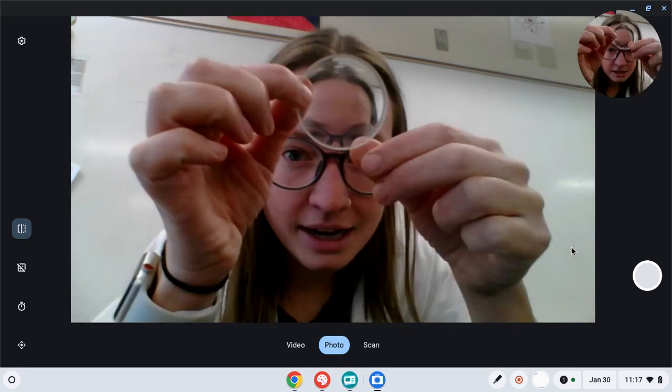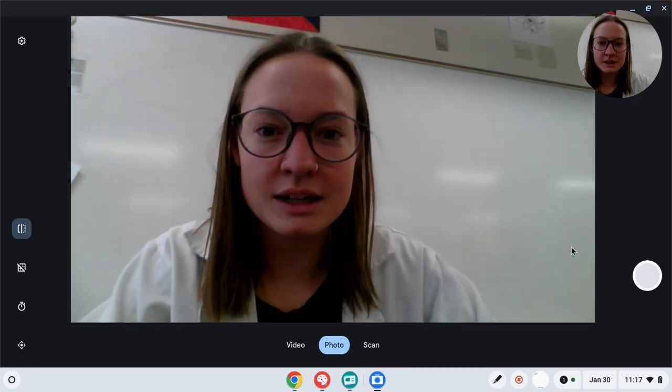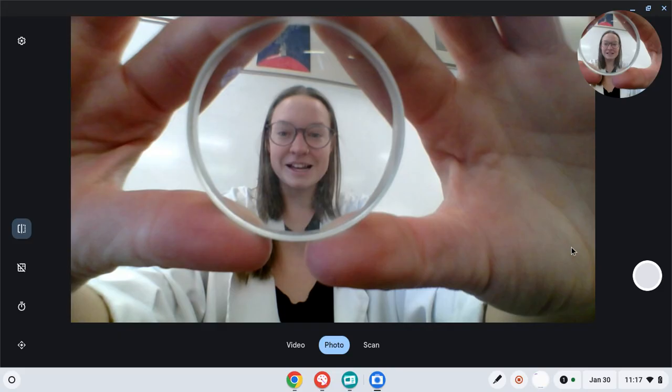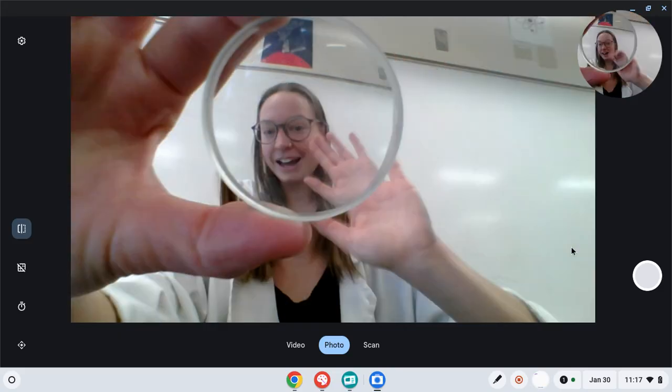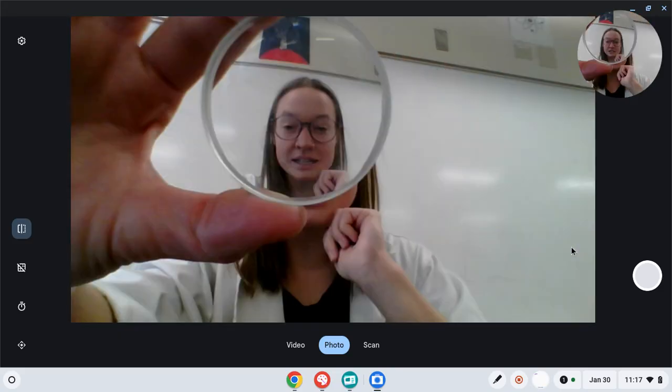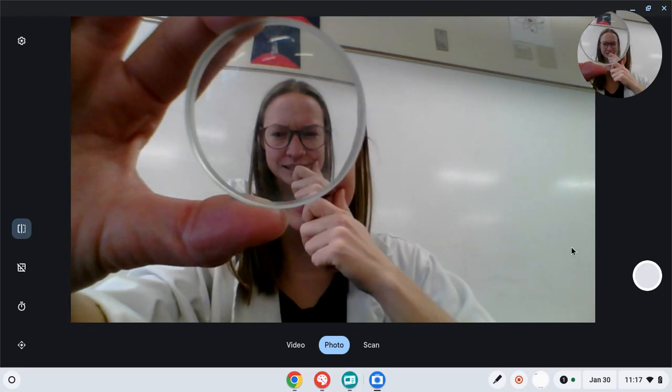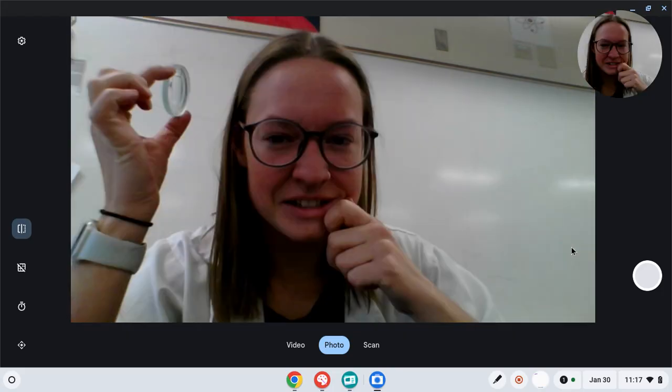Now, here's what I want you to do. I want you to take a look through this lens, and I want you to tell me, when you look through this lens, what kind of image do you see? Did you say that you see an image that is upright and reduced in size? Interesting. This is one type of lens. Here's another one.